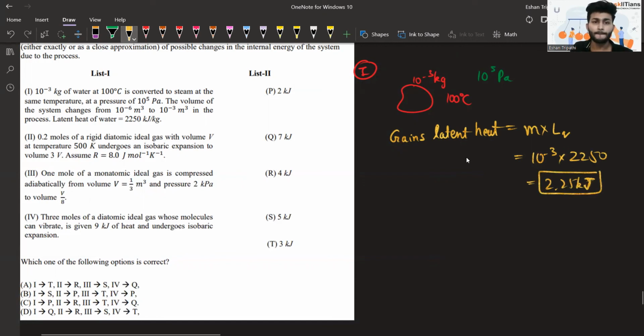What else is given? It is given that the volume actually expands. Volume has expanded.